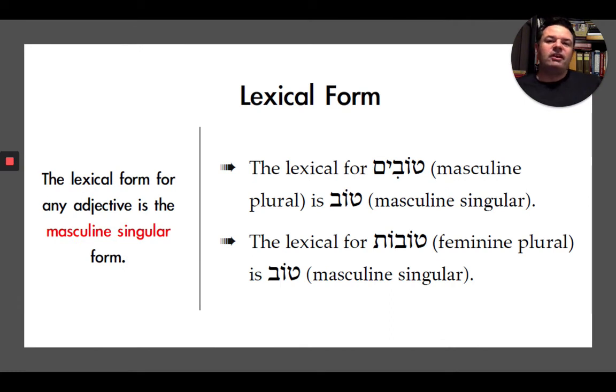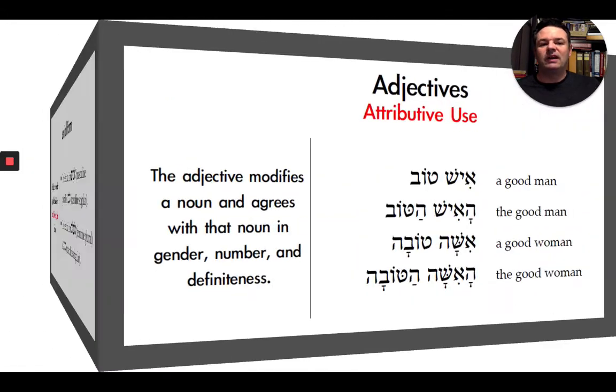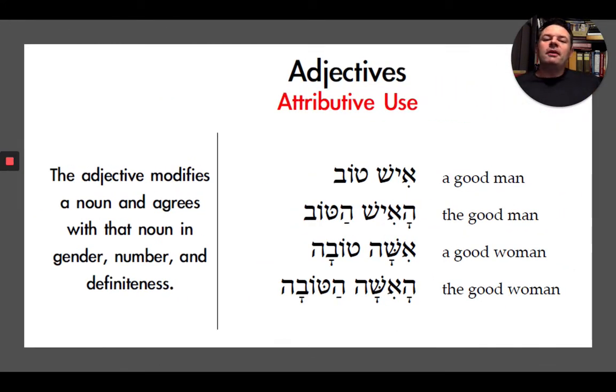So just like what we said with nouns, you've got the lexical form, which is how you would look up the word. So the lexical form is just the common form of the word. So if you were looking this up in a lexicon, which is basically a dictionary, instead of tovim, you're not going to look that up. You're going to look up the word good, tov, instead. So that's just a matter of, if you're ever looking something up in a lexicon, that's how you would look it up. So I want to talk about the three main uses, the three ways that adjectives are used.